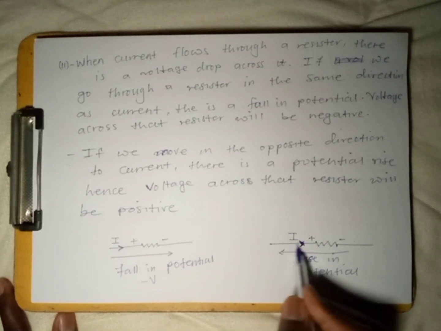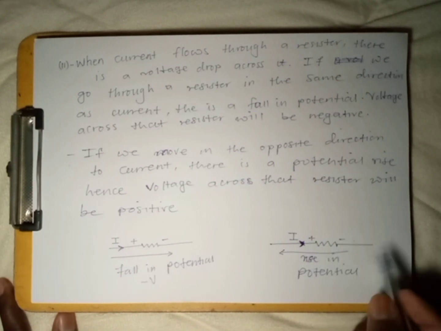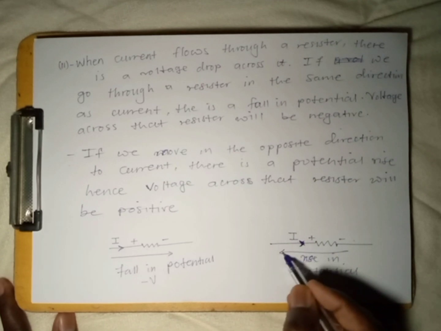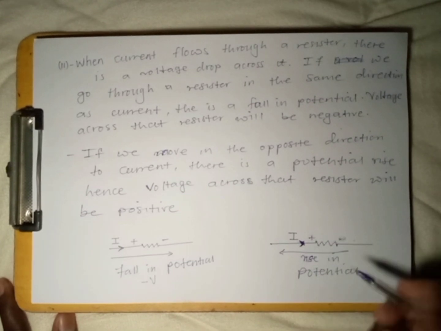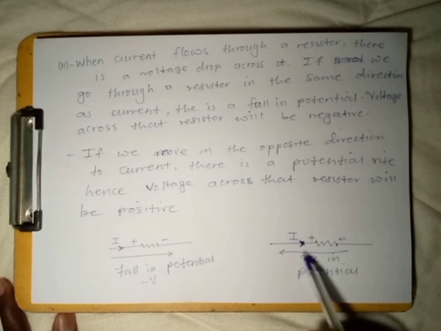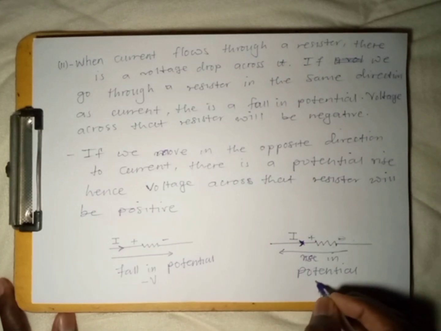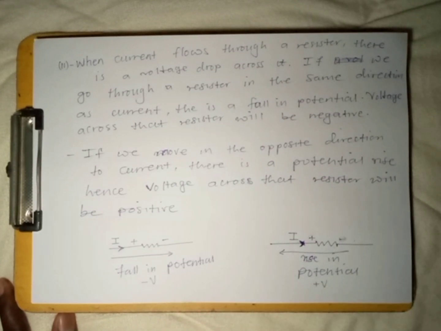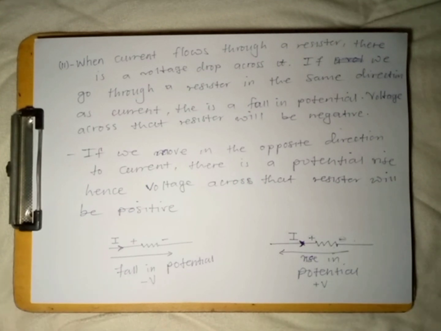But since current is moving in that given direction, there is a drop in voltage across this one. But you've decided to move in the opposite direction, meaning that you are starting from the negative terminal going to the positive terminal. In short, we are moving in the opposite direction to the direction of current. So across this, we are going to have a rise in potential, meaning that the voltage across this one has to be positive because we are moving in the opposite direction. There is a rise in potential.